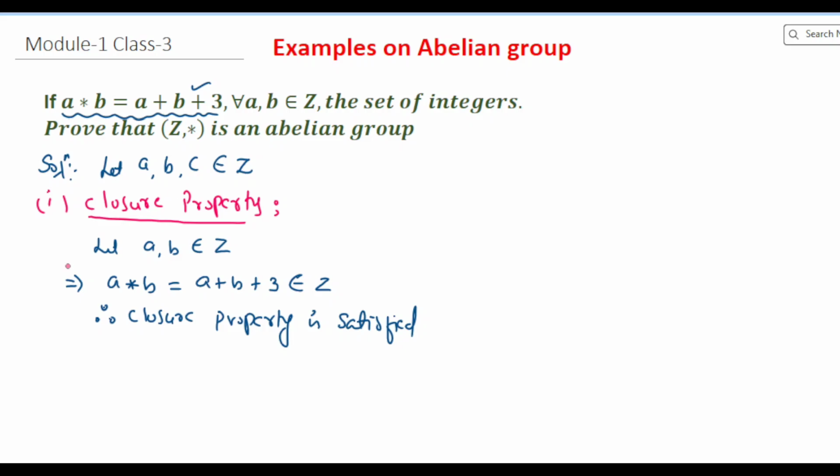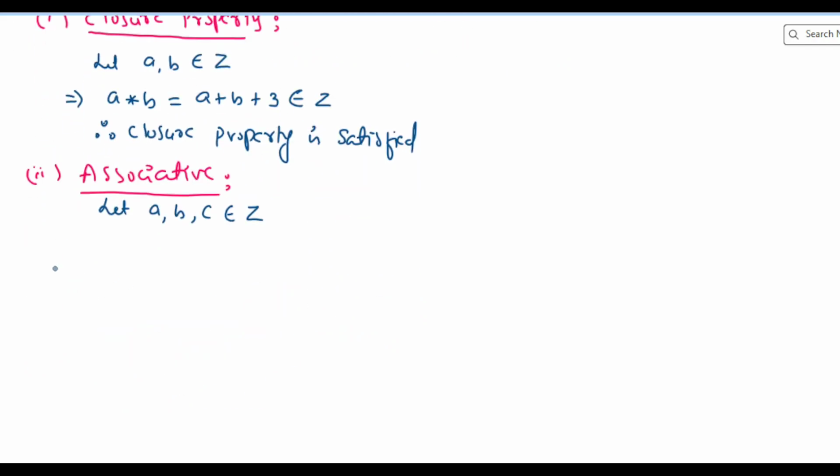Now the second property. You already know this, right? The second one is the associative property. For this we need 3 elements. Let us take a, b, c belonging to the integers Z. Now what is the associative property we need to prove? (a star b) star c is equal to a star (b star c). Let us see one by one.